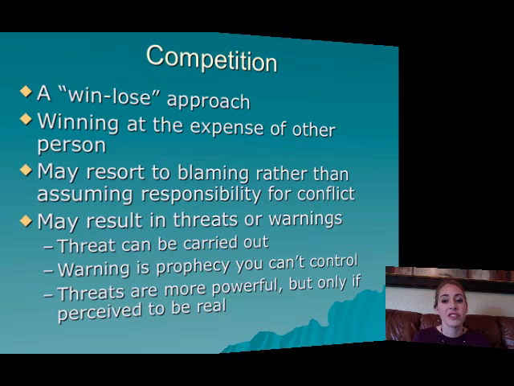Warning is prophecy that you can't control. So, those are the negatives of the threats and warnings in a conflict, because the threat can be carried out, but it doesn't necessarily have to be, and the warning is a prophecy that you don't have control over. So, you only have control over yourself.